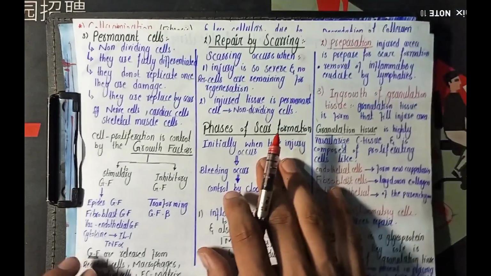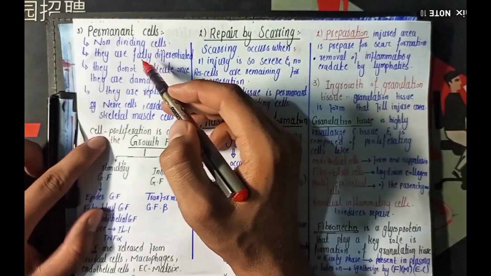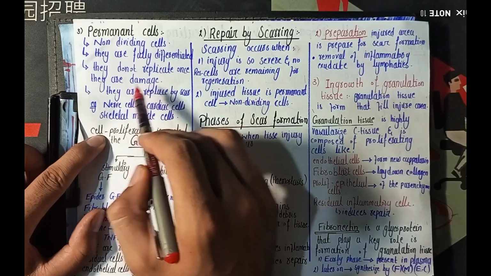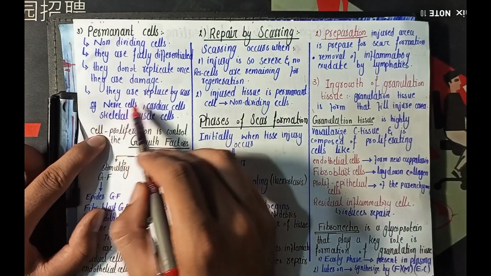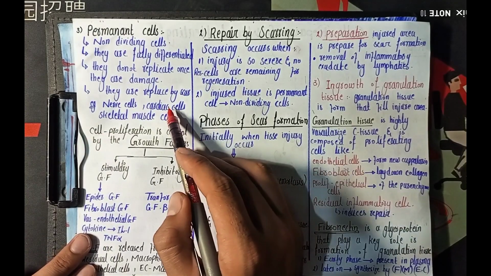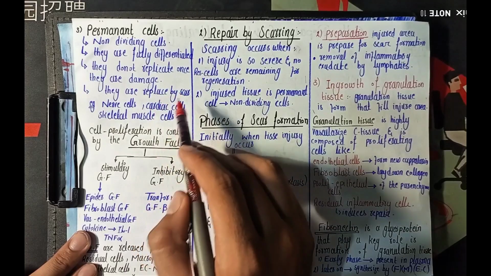तीसरा हमारे साथ है permanent cells. So permanent cells are non-dividing cells, and these cells are fully differentiated, and these cells do not replicate once they are damaged, and these cells are replaced by scarring. The examples include the nerve cell, cardiac cell, and the skeletal muscle cell. And all of these cells, when they are injured, they do not divide and they are replaced by the scarring of the tissue.